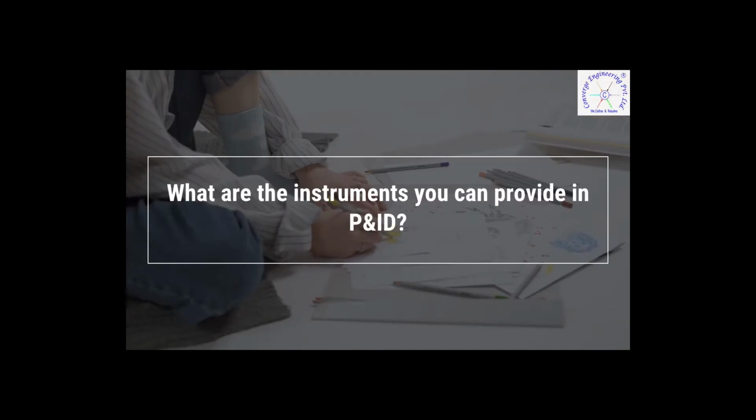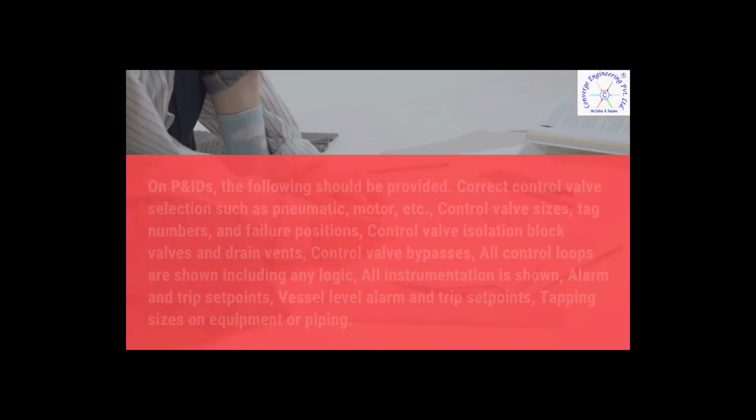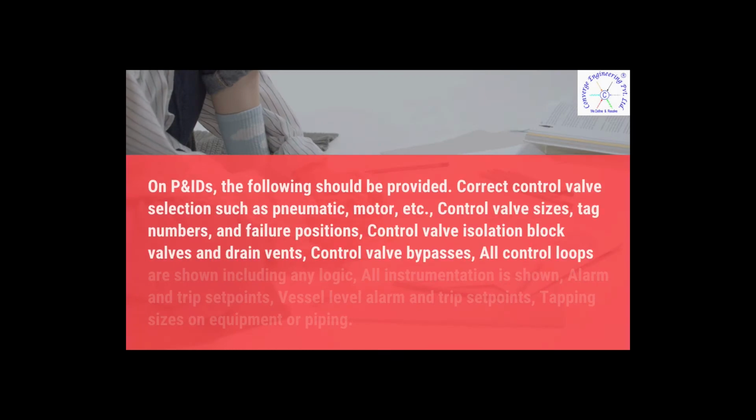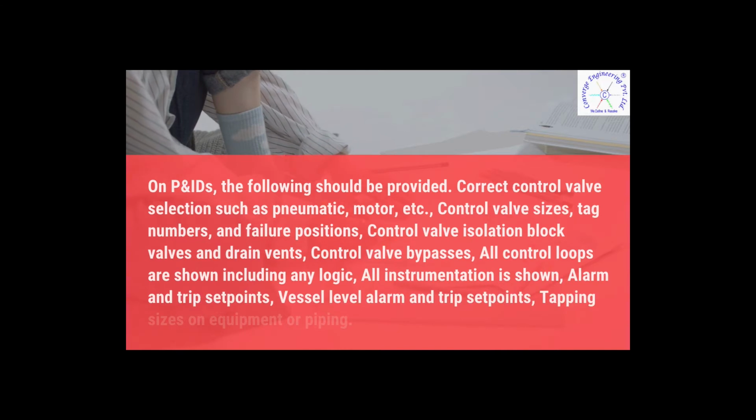What are the instruments you can provide in P&ID? On P&IDs, the following should be provided: correct control valve selection such as pneumatic, motor, etc., control valve sizes, tag numbers, and failure positions, control valve isolation, block valves and drain vents, control valve bypasses. All control loops are shown including any logic, all instrumentation is shown, alarm and trip set points, vessel level alarm and trip set points, tapping sizes on equipment or piping.